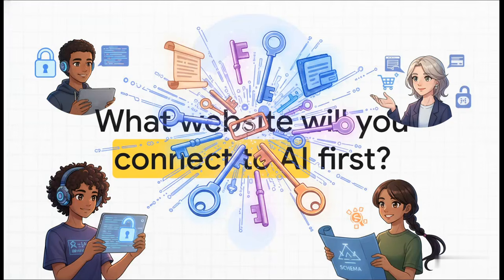So there you have it. You now have the keys to unlock almost any public website for your AI agents. You can turn your favorite blog, your company's documentation, or even a complex e-commerce site into a set of tools your AI can actually use. So the only question left is, what are you going to connect first?